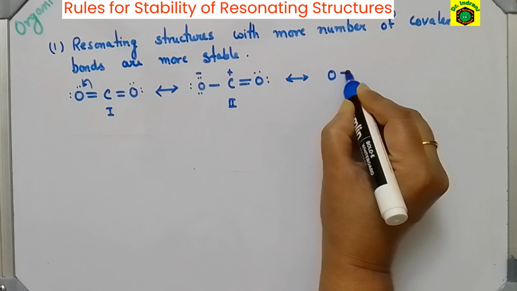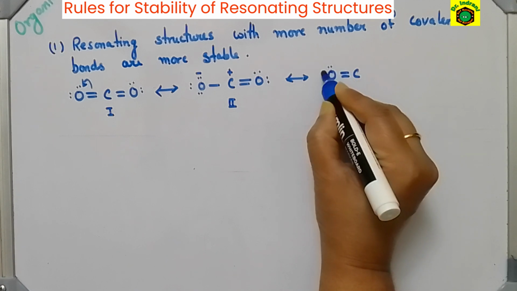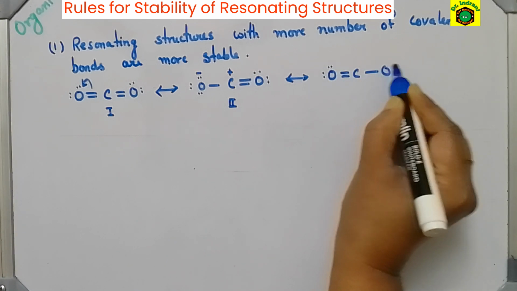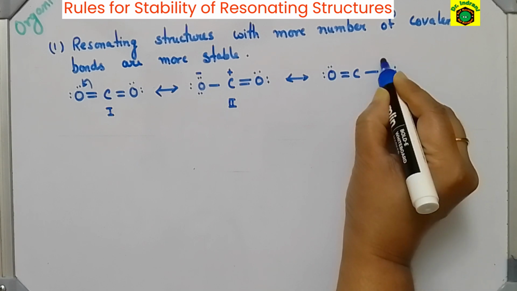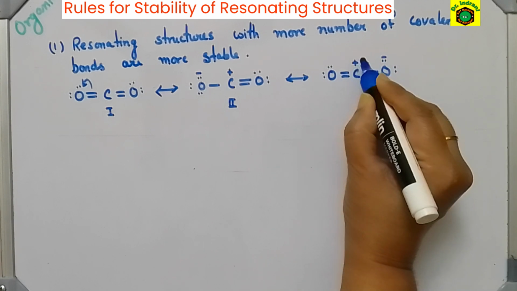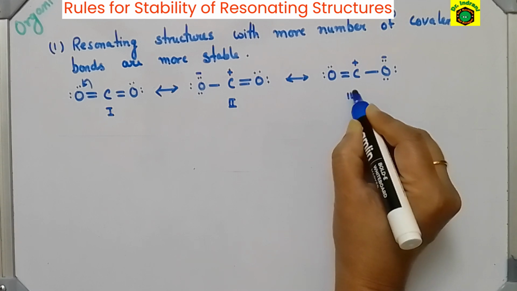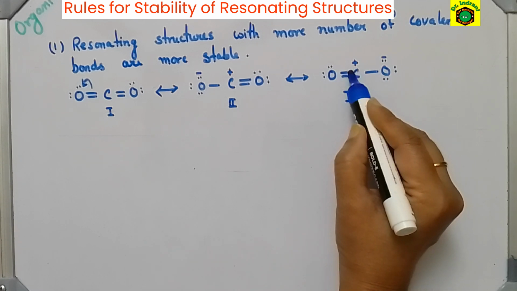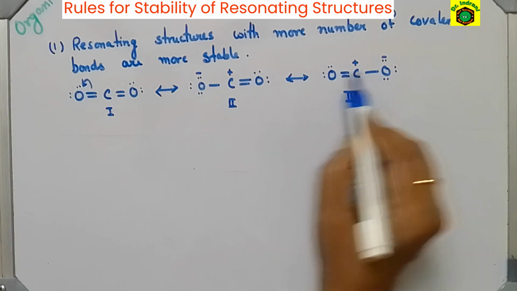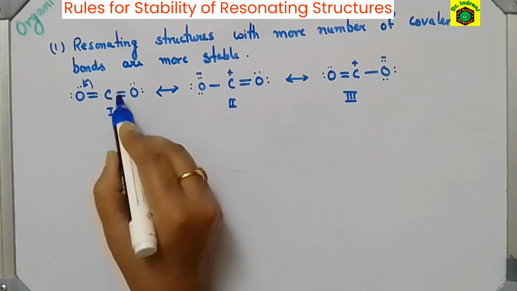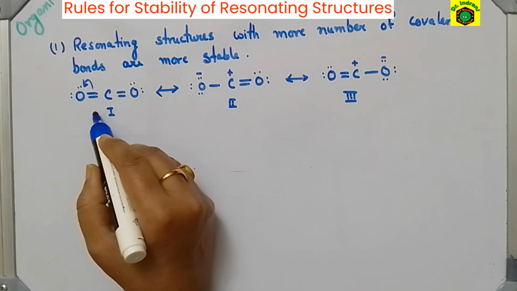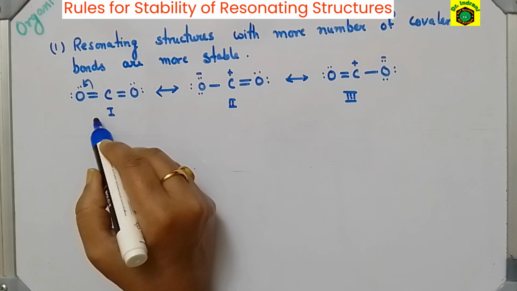So here this part will be intact. Here we can show this one and plus charge. Now see here how many covalent bonds are there in this structure. 1, 2, 3. Here 3 covalent bonds. Here 4 covalent bonds. So which resonating structure is more stable?